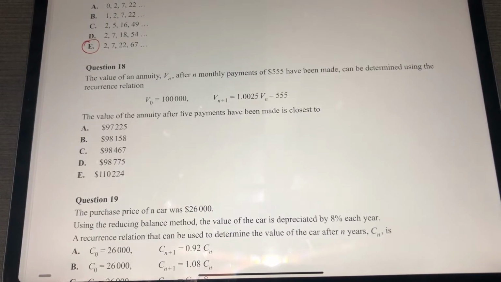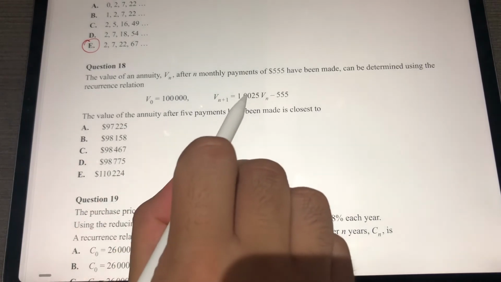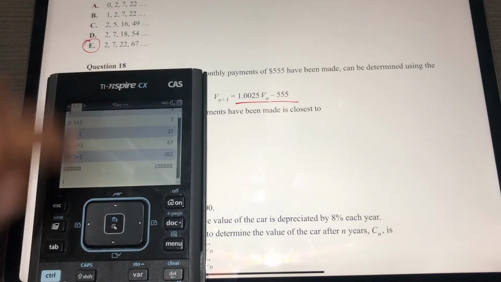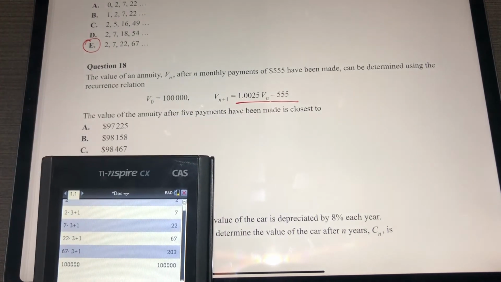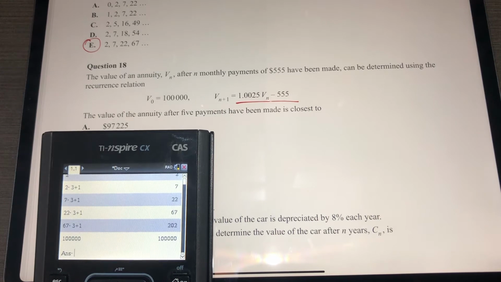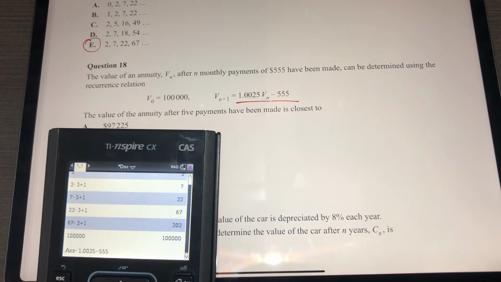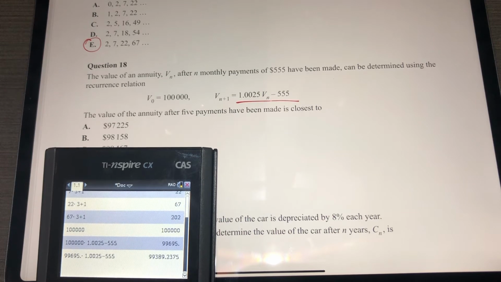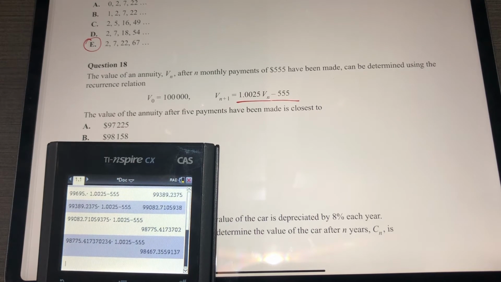The value of an annuity after n monthly payments of 555 have been made can be determined by using the recurrence relation this. So this is our rule, similar just to the last question. So all you have to do is type in 100,000 into your calculator, as that is our V0, and then we do times 1.0025 minus 555. We press that 5 times because it's saying the value of the annuity after 5 payments. So there's 1, 2, 3, 4, 5. All I'm doing is pressing enter.